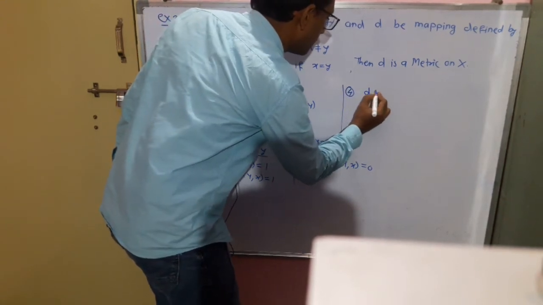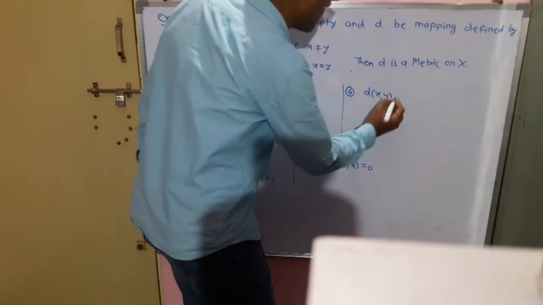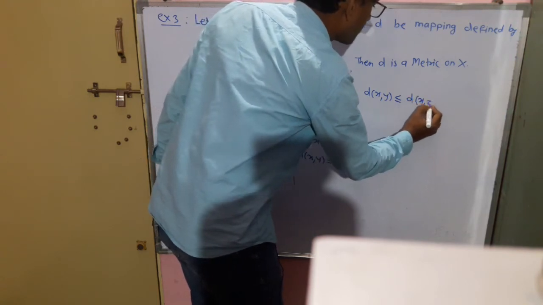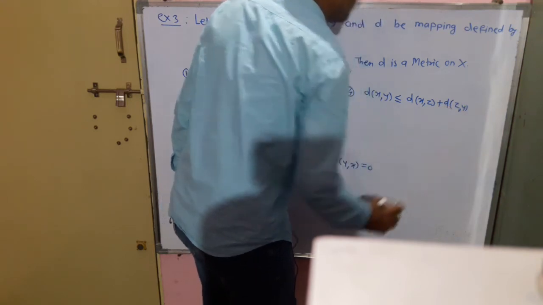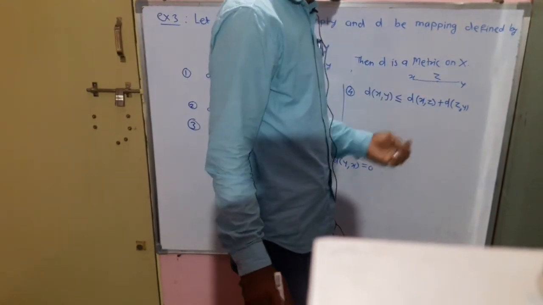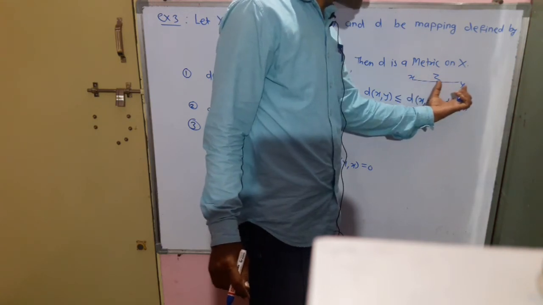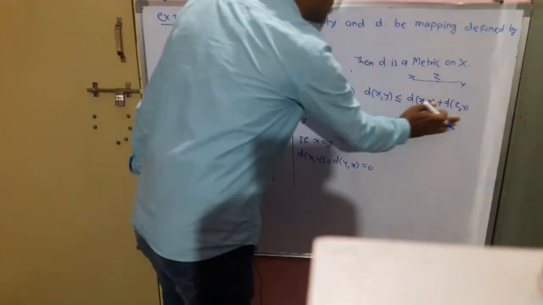We have to prove the distance between x and y is less than or equal to the distance between x and z plus the distance between z and y. In this triangle inequality, for any 2 points x and y, z is an intermediate point, or z lies in between x and y. So we have to prove the distance between x and y is less than or equal to the distance between x and z plus the distance between z and y. We verify both sides.